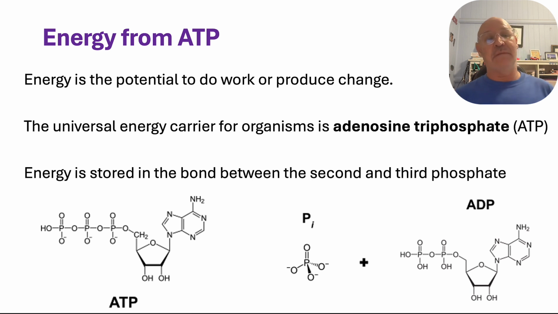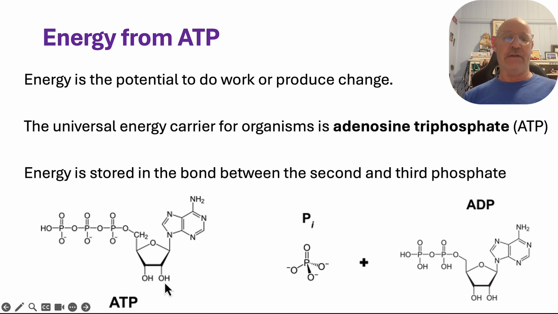So what do we mean then by energy? Well, energy is the potential to do work or produce change. And so many of the metabolic processes in an organism actually require energy, and they use energy in the form of ATP. So energy is actually stored in the bond between the second and third phosphate.